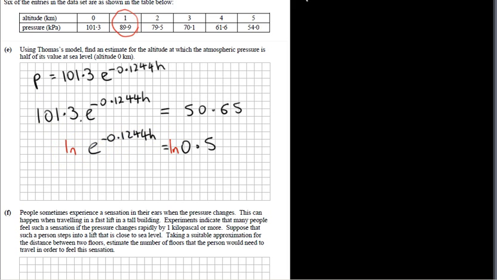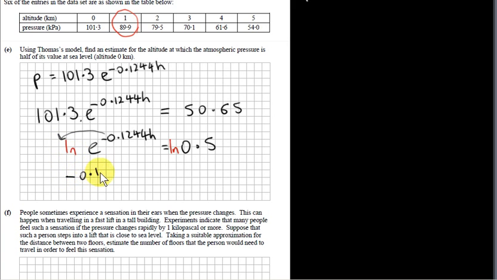Ln is log to the base e. So we use one of the rules, which says that we can bring the power down in front. Or another way you could think of it is that we have to ask what power we must raise e to in order to get e to the power of minus 0.1244h. Well, the answer is just the power itself, because they're inverse functions of each other. Ln just means log to the base e.